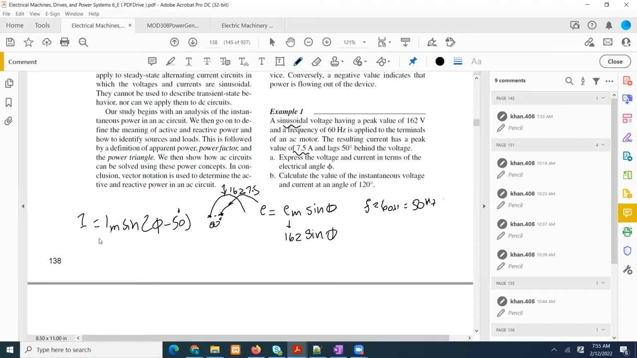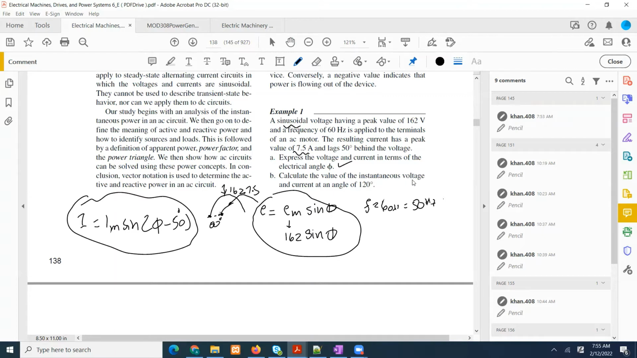And if he was not lagging, this minus 50 would not be there. So what it says is behind the voltage. Express the voltage and current in terms of electrical angle. So that's what it is right here. This is electrical angle, and this right here. So we represented them in electrical angles.